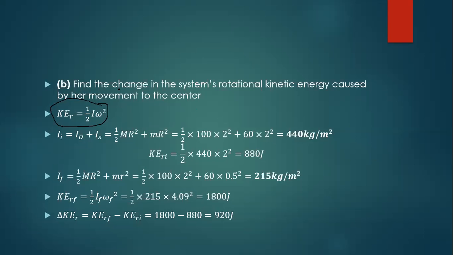So we're talking about finding the change in the system's rotational kinetic energy by her moving to the center. How are we going to compute that? In computing rotational kinetic energy, we have 1/2 moment of inertia times angular velocity squared. So we need to find the value of the moment of inertia, I, initially.